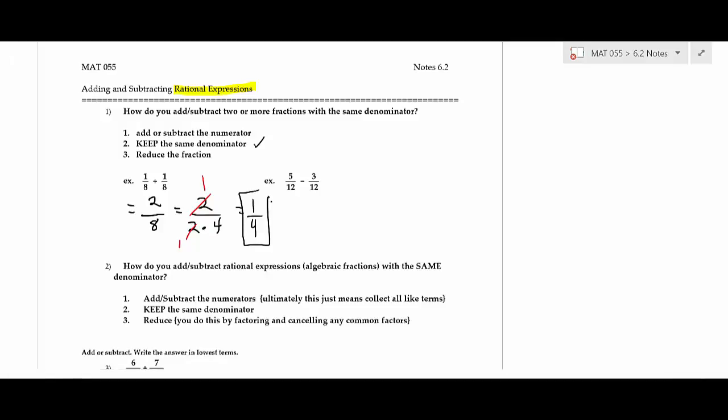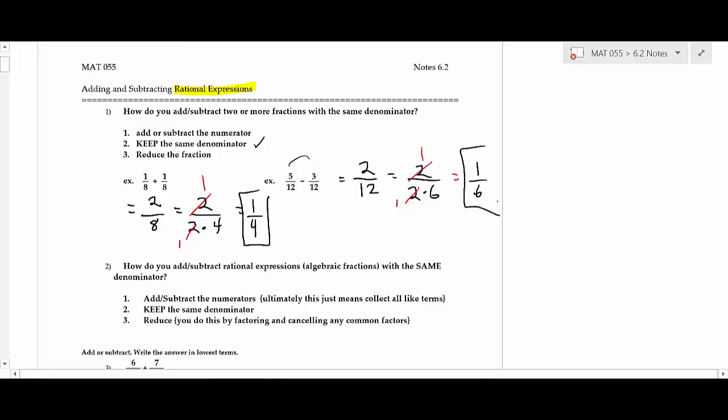So if you already have a common denominator, you're going to keep that denominator, combine the numerator, and then reduce. If it's an algebraic fraction, you still do the same thing. So this one will go the same way. You keep the 12. 5 minus 3 is 2. You can reduce that in your head, or you can factor that 12 as 2 times 6. I'm doing that because when you're doing algebra, you're more factoring and then reducing. So what's the answer? 1/6. Okay, everybody remember that?